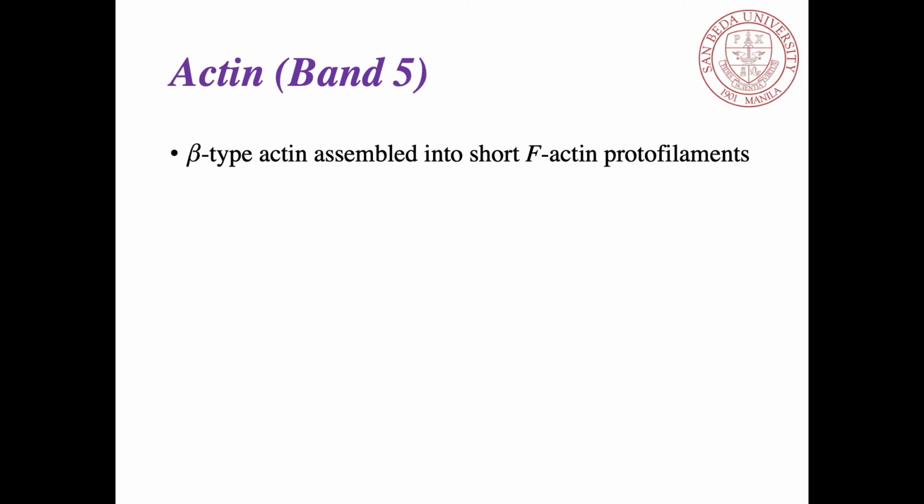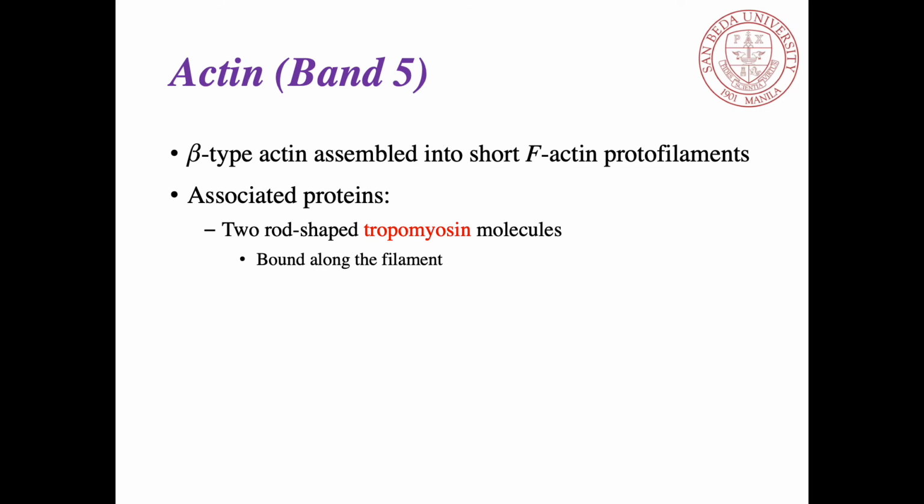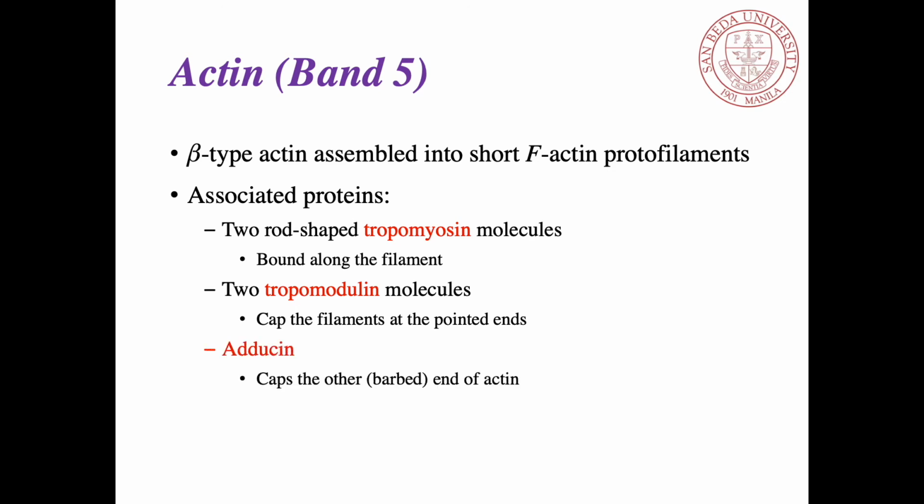And speaking of proteins associated with actin, they include 2 rod-shaped tropomyosin molecules that are bound along the actin filament. We also have 2 tropomodulin molecules that cap the actin filament at their pointed ends. On the other hand, the barbed end of actin is capped by another associated protein called adducin, which then forms a bridge that connects the spectrin-actin complex to band 3.